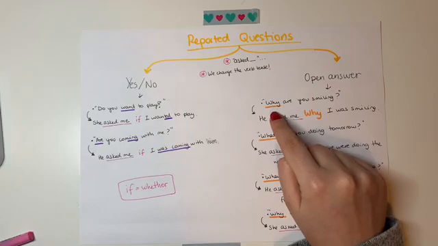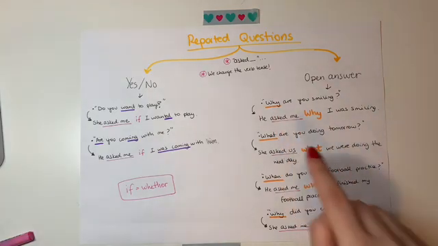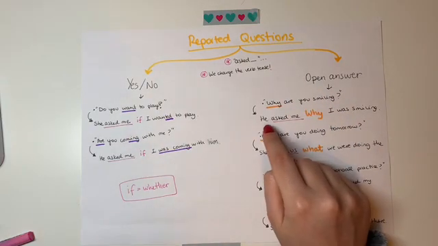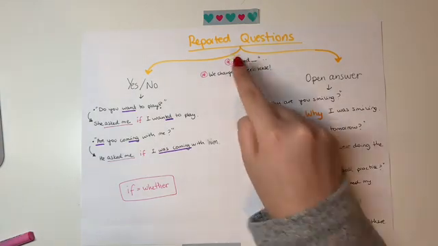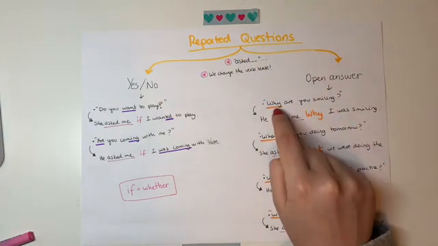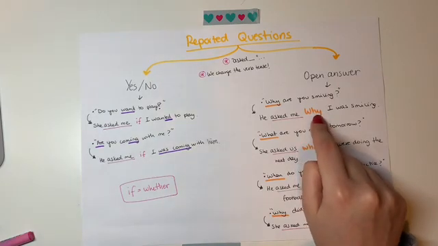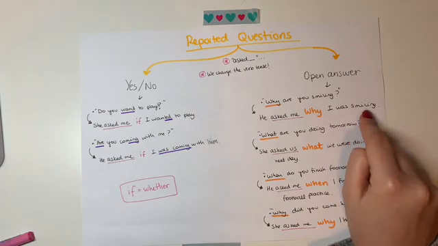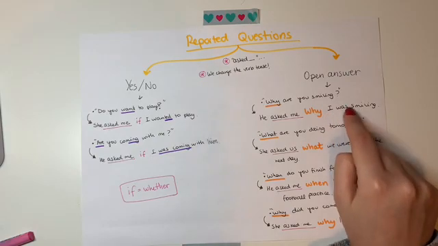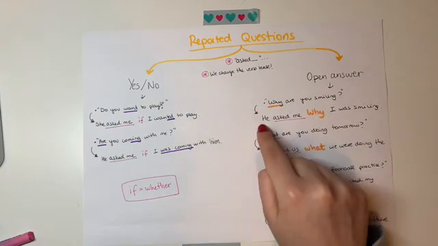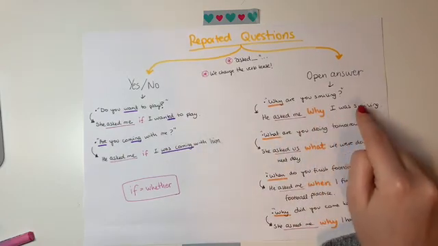Okay, so what's the open answer possibility? When someone asks you something, and it could be any answer. So for example, "Why are you smiling?" The answer could be just any answer. So we say, he asked me. Remember, we use asked. Why? We just take this word and place it here. Why? And then it's an affirmative or negative sentence. So I was smiling. I don't say was I, okay? Because this is not a question. This is a statement. He asked me why I was smiling.